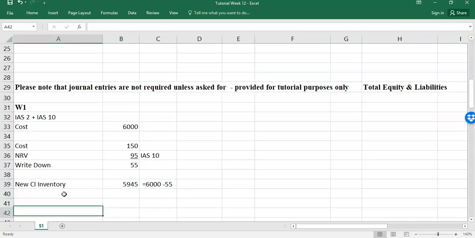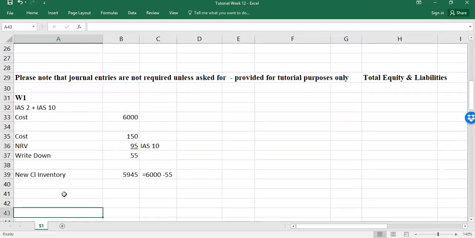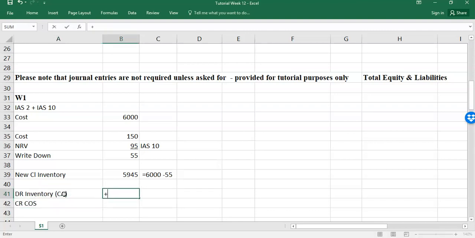So the debit and credit there, or if you know where it goes, you can just put in the adjustments. Unless you're explicitly asked for the debits and credits, you don't need to give them. Debit inventory, current asset, credit cost of sales, 5945, 5945. That's your first working done, but you have to get the discipline there of putting in the standard, and there could be multiple standards in the same requirement.